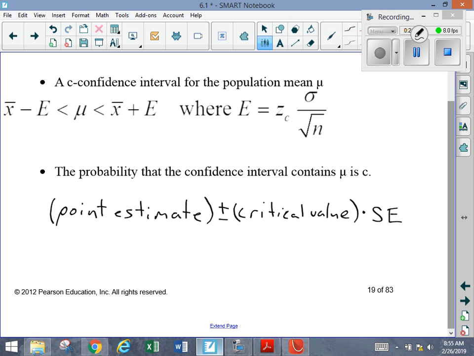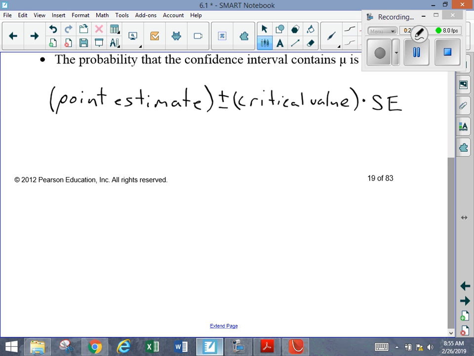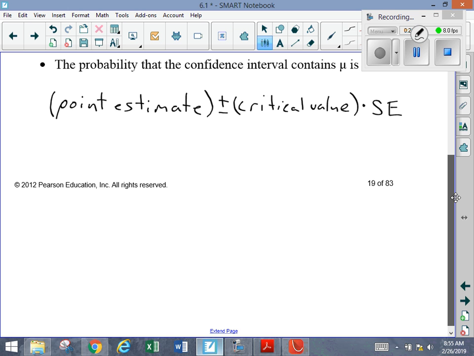Now in our case, where we're doing it for a sample mean, the formula is going to look like this. X bar is our point estimate. Our critical value is going to be Z star according to this text. It should be T star, but I don't think they're going to give you small samples. And our standard error is going to be the standard deviation divided by the square root of n. So that's the formula.